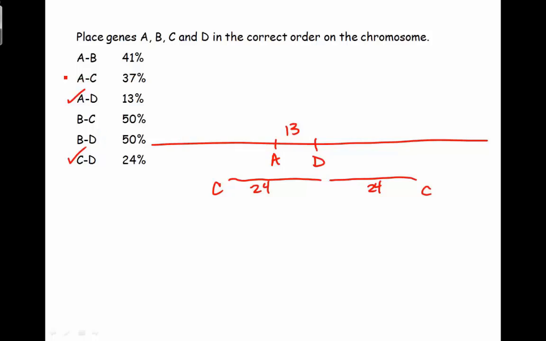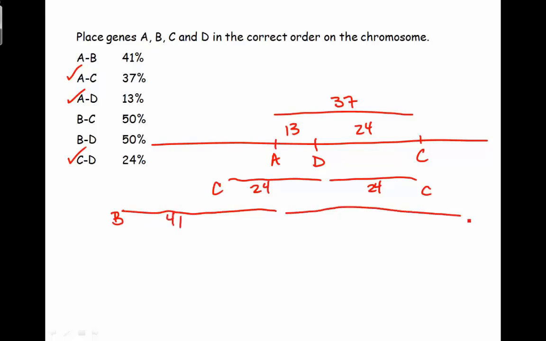If I come up here and look at A and C, it is 37. So if A and C is 37, that tells me that this must be my C over here. So that'll give me 24 here, and it'll give me 37 right here. Then if I look at A and B, they are supposed to be 41. So that means that if we start where A is, B is either 41 this way, or it could be 41 this way.